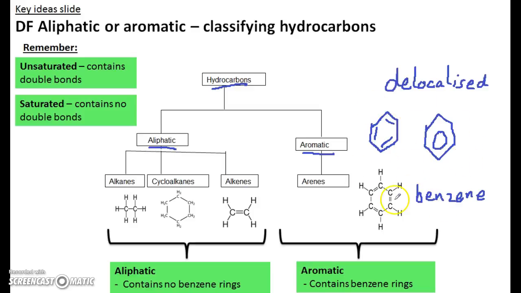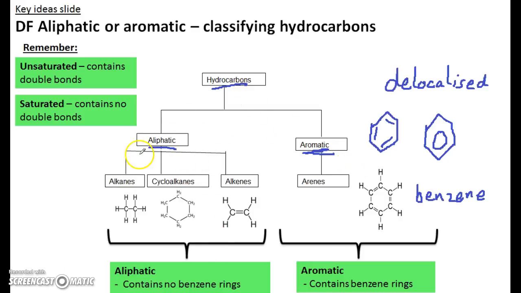Anywhere where you see a benzene ring in a molecule with these delocalized electrons, that's going to be termed an aromatic hydrocarbon. So even if it's a much bigger molecule that has a benzene ring in it, we'd refer to that hydrocarbon as an aromatic hydrocarbon.